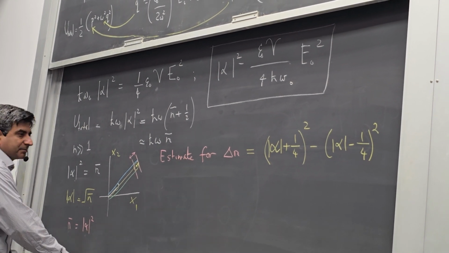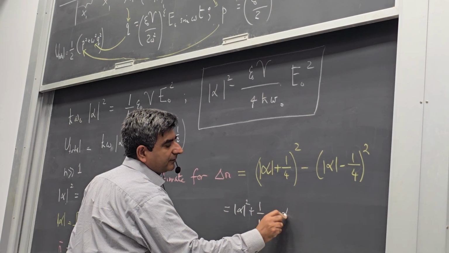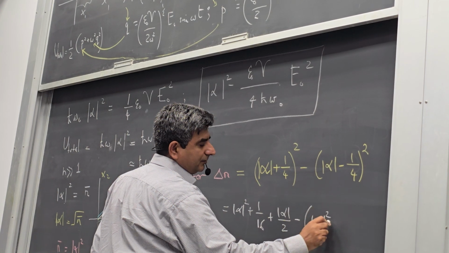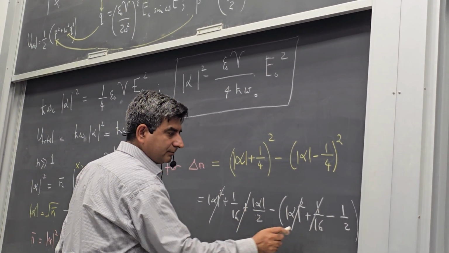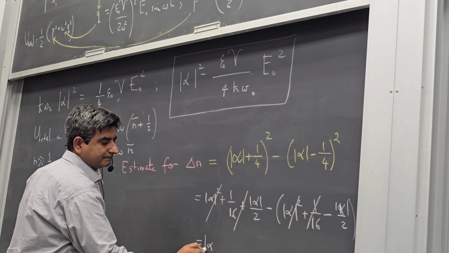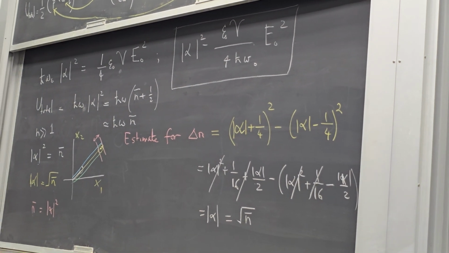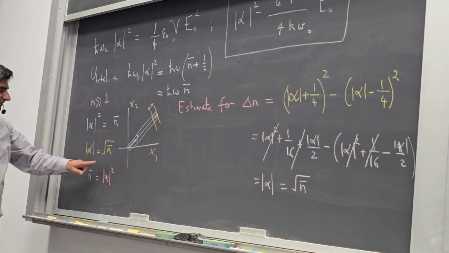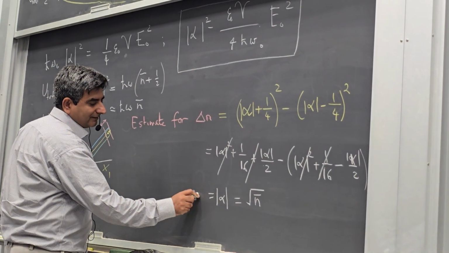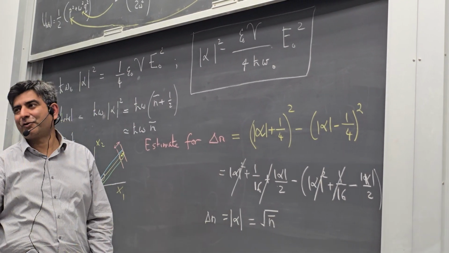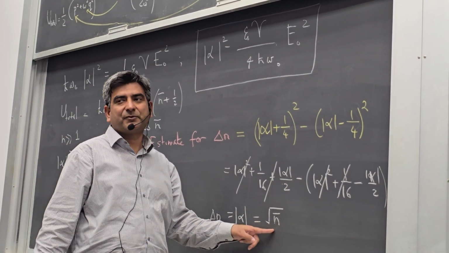Okay, so let's try to expand this. This is alpha mod square plus 1/2 alpha, plus 1/16, minus alpha mod square plus 1/2 alpha minus 1/16, which is... so the length of this vector is square root of n, and the uncertainty of the number of photons in a coherent state is also square root of n average, so this is the square root of the average number of photons in the coherent field. That's the uncertainty.